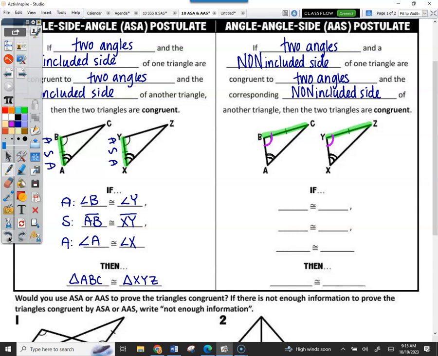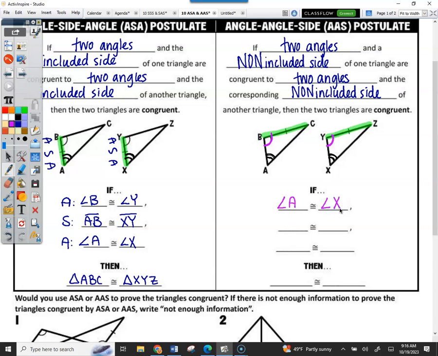So now let's look at it. We're going for AAS, which means list the side last. So start with the angle farthest away. Which one would that be? Farthest away from the side. A. Angle A is congruent to angle X.